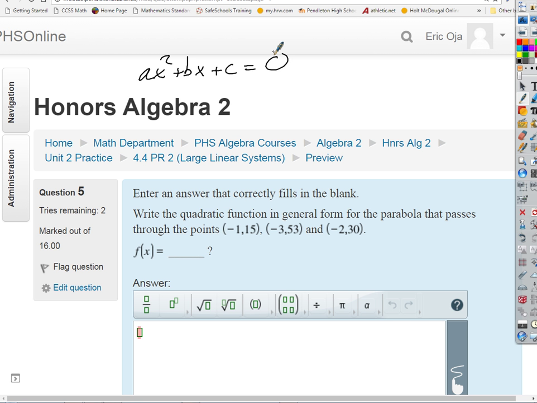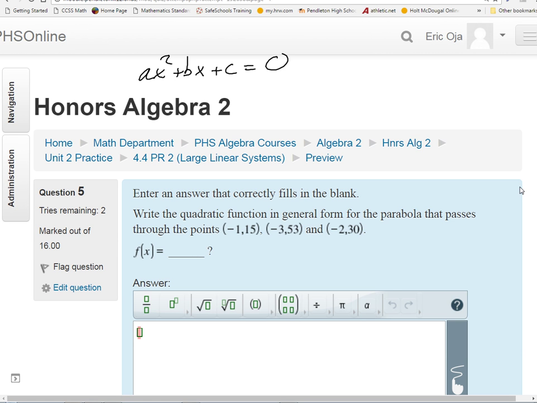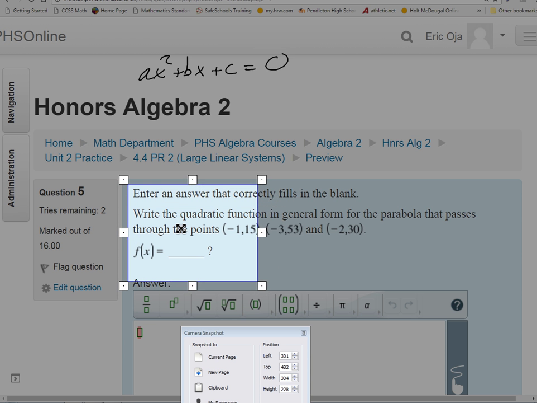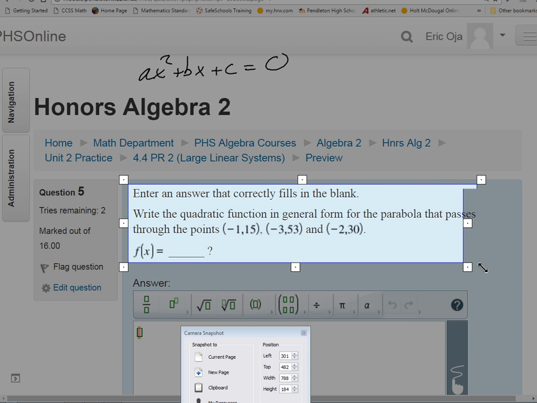Well, in this case, they're giving us 3 solutions to the quadratic equation, right? They're telling us that if we look at the graph, the parabola goes through the 3 points, negative 1, 15, negative 3, 53, and negative 2, 30. Okay, think what that implies. That means that if I choose an x value of negative 1, the corresponding y value would be 15, for example.